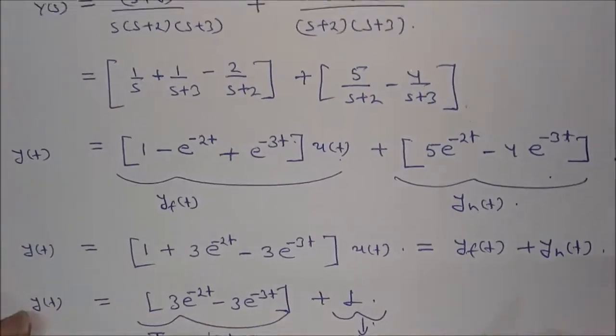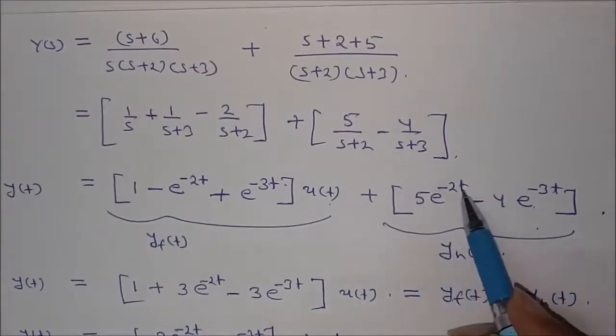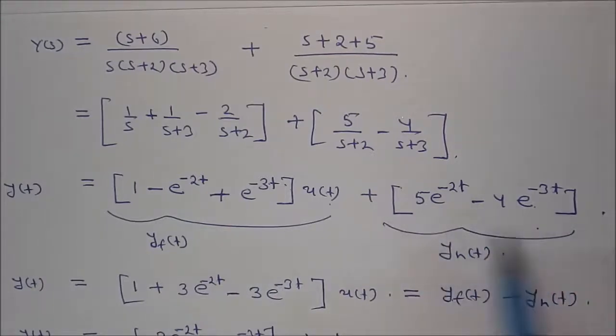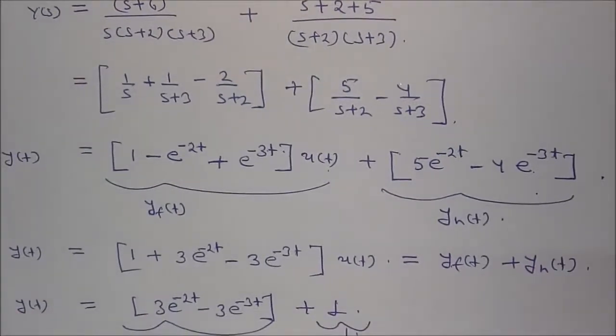You can see here, what is the part of natural response? This one. You can see if t is infinite, what will become? It will become 0. That means it will die out after some time. So natural response is always temporary, and it is only due to the initial conditions and independent of the external applied input.